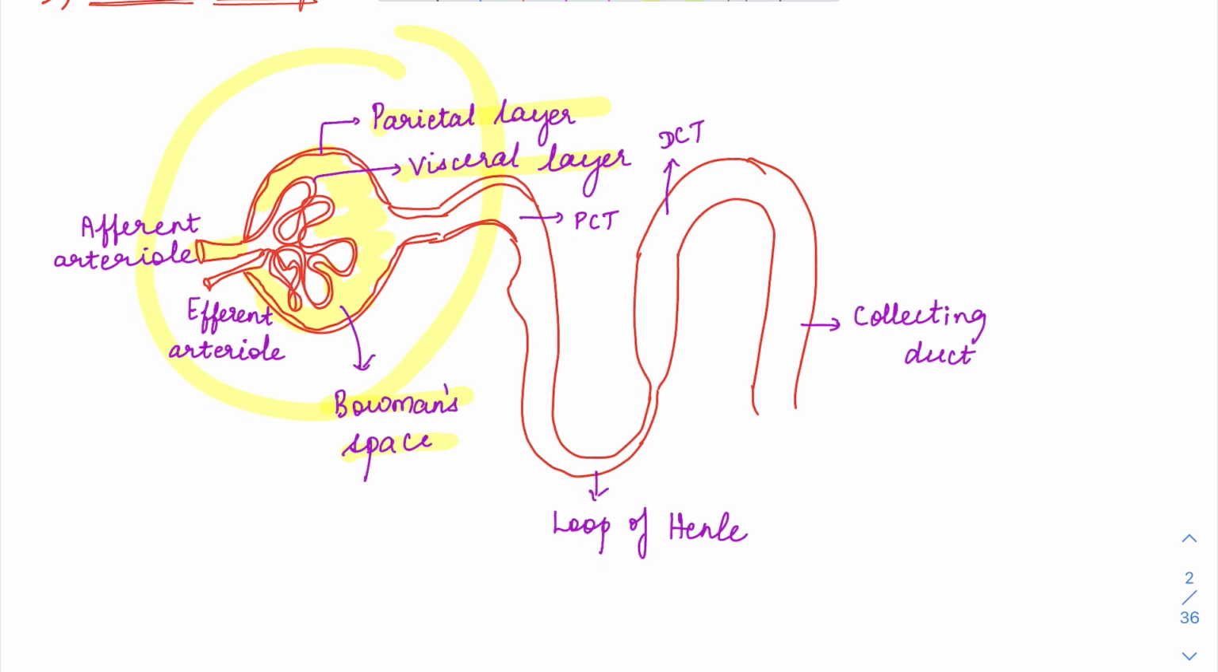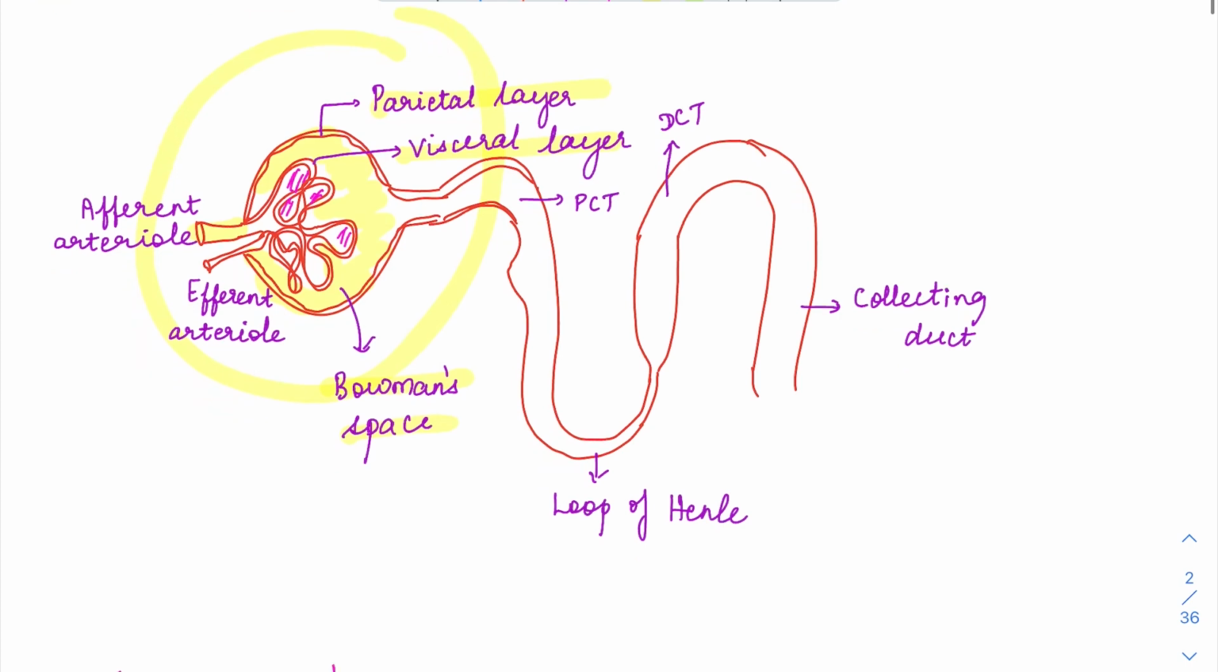In between these capillary tufts, we see some mesangial matrix, which is laid down by the mesangial cells. Mesangial cells are nothing but the modified macrophages of the kidney. After the glomerulus, it continues as the proximal convoluted tubule, then leads on to the loop of Henle. The descending loop of Henle is followed by the ascending loop of Henle, which continues as the distal convoluted tubule. This all ends up in the collecting duct. This is the normal structure of the nephron, which is the functional unit of the kidney.